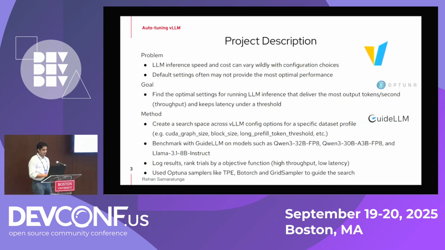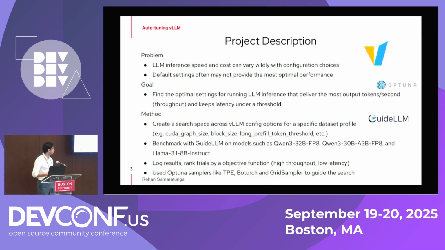So auto tuning, my project. What was the problem? The problem was that LLM inference speed and cost can vary wildly with the configuration choices you make, and the default settings may often not provide you the most optimal performance. Therefore, the task I was given was to find the most optimal settings for running LLM inference that can deliver the most output tokens per second, which is the throughput, while keeping the latency below a baseline value. So the method I came up with was that I created a search space across the vLLM configuration options for a specific dataset profile.